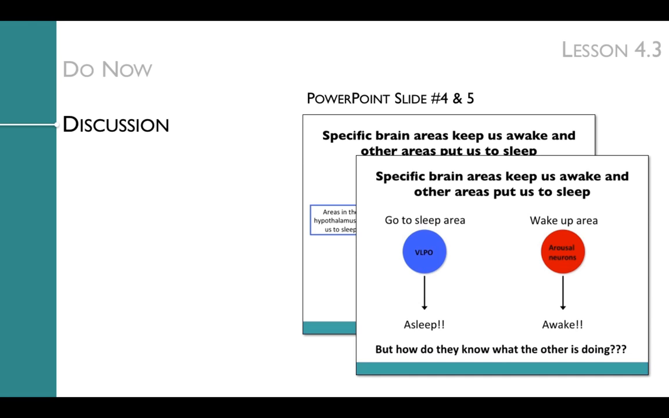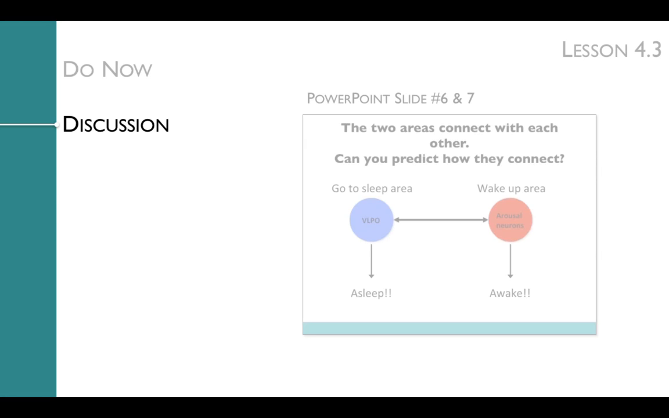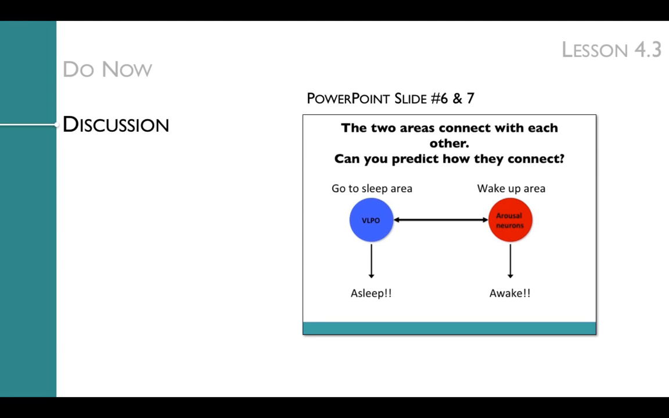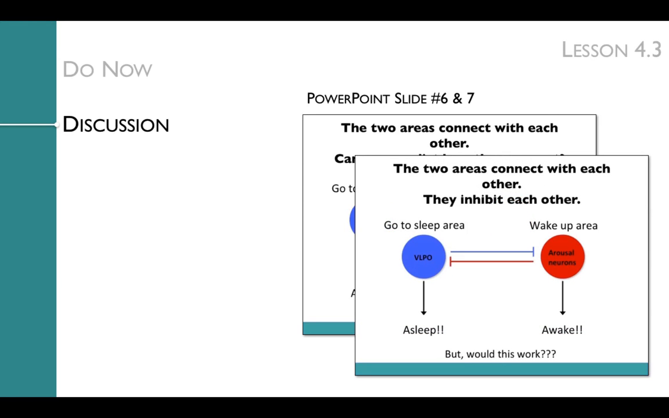Slide number 5 abstracts these 2 brain areas and shows them as a schematic and prompts students to answer the question, but how do they know what the other is doing? This question is addressed on slides 6 and 7, that they must connect in some way and that their outputs must be opposing, meaning they must inhibit each other.